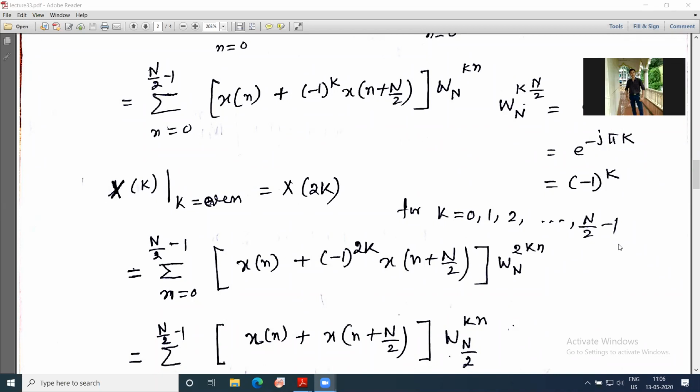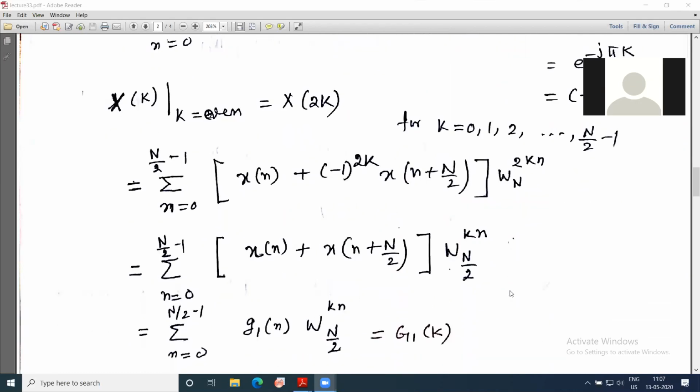Now, x of 2k means I will substitute k equal to 2k here. In place of k, I will write 2k in this particular expression, because this is the expression for x of k. Agreed? Then if you want to find x of 2k, I will replace k by 2k. Then this will be minus 1 to the power 2k, x of n plus x of n plus N by 2, W_N^(2kn). This expression will be x of k, k even, or x of 2k. Agreed? Fine.